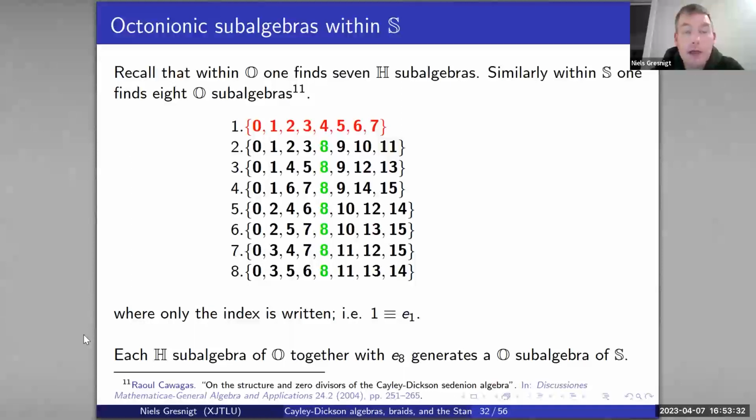Now remember that within the octonions, you can find 7 quaternion subalgebras. If you apply the Cayley-Dickson process to each of those quaternion subalgebras, you end up generating 7 octonion subalgebras of the Sedenions, which together with the original octonion algebra, which is the one in red here, gives you all of the 8 octonion subalgebras of the Sedenions. And we see straight away that all of them have E8 in them. So all the octonion subalgebras, except for the original octonions that you started with, have E8.